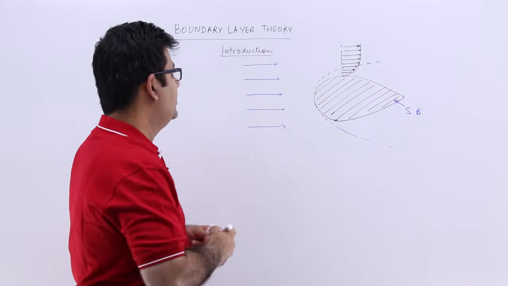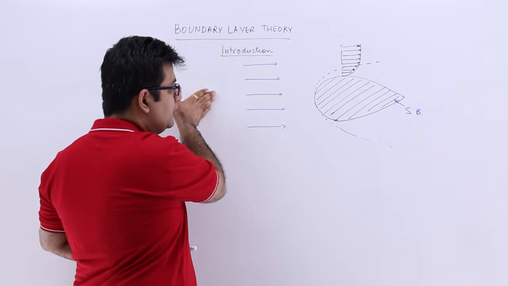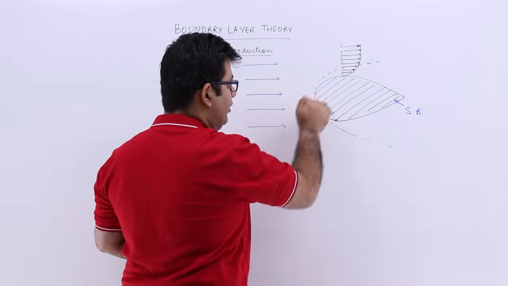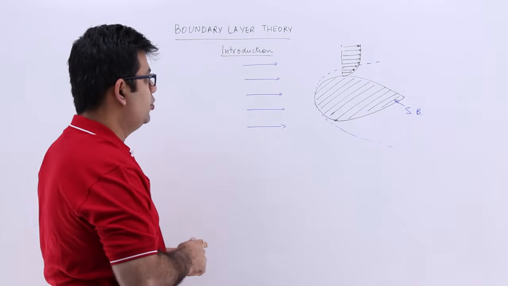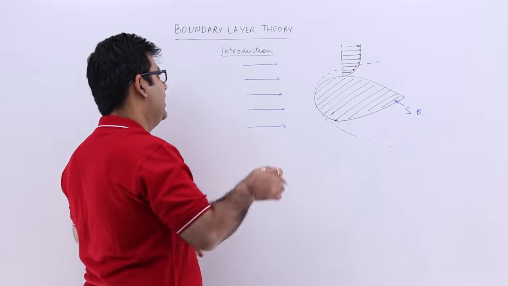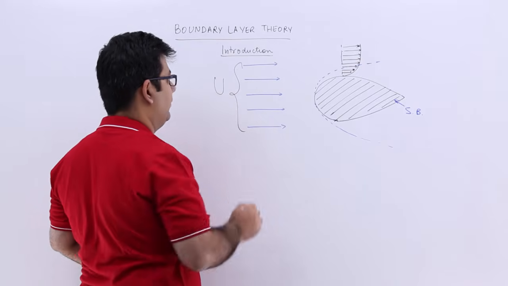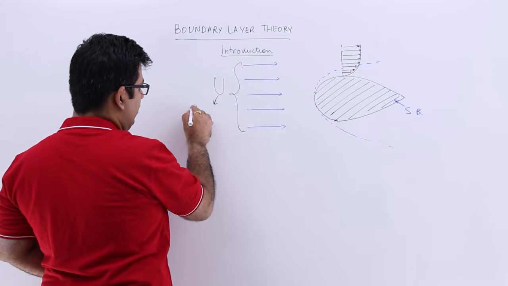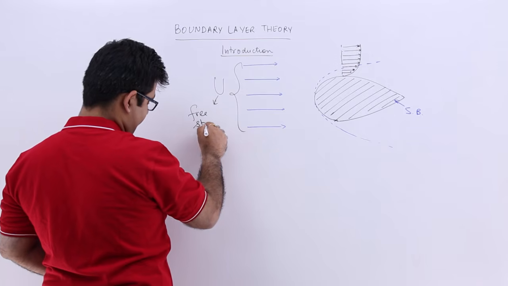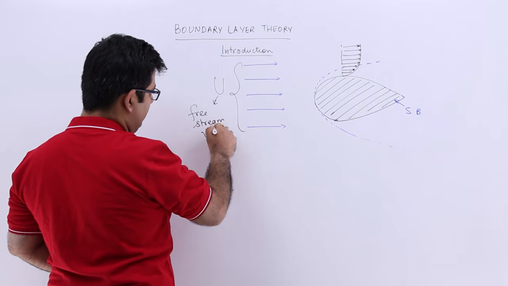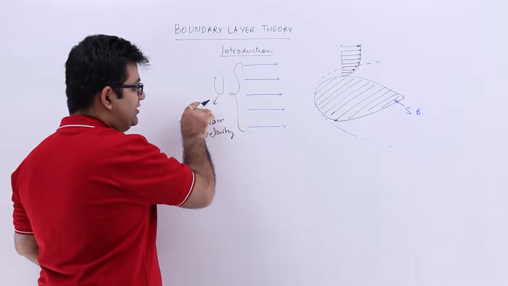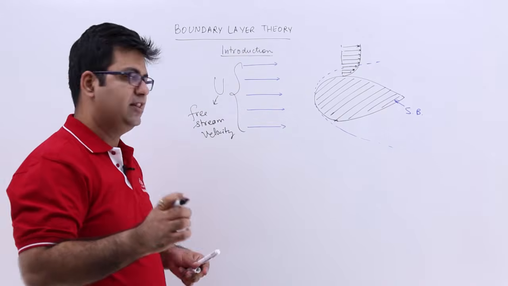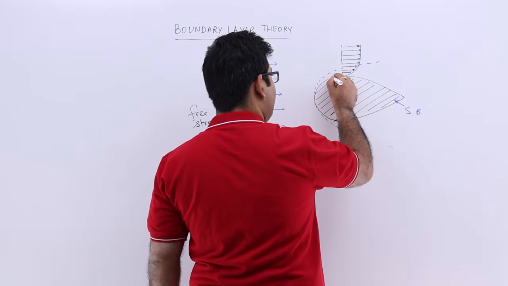A real fluid is flowing across, or you can say a stream of real fluid is flowing over this solid body. The entire velocity, let us say, is capital U, and this capital U is called the free stream velocity.